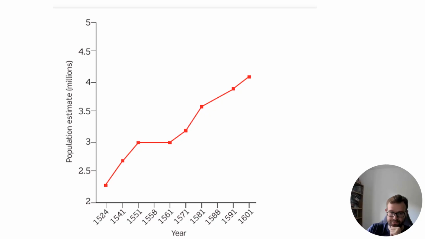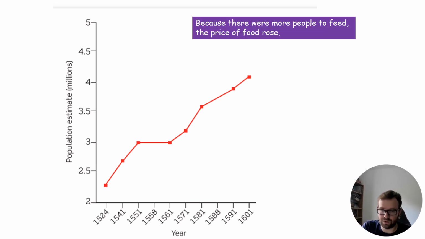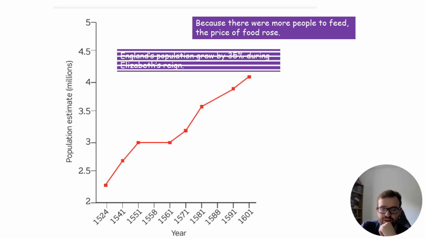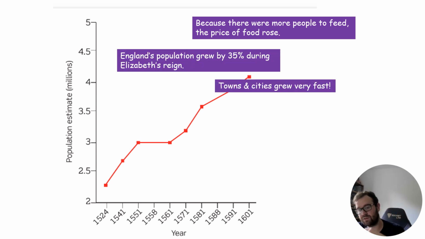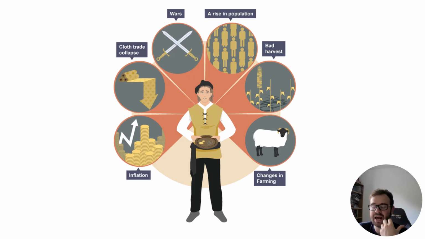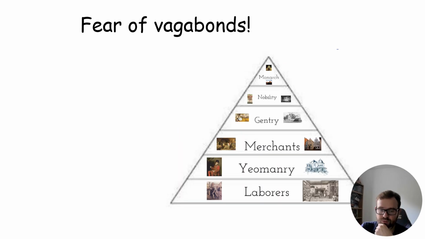Okay. Right. So huge rise in population is going to be important. There's more people to feed. Prices rise. We looked at that recently in class. Population's growing 35%. Towns and cities are growing exponentially fast. With that leads to a lack of food options. Again, this is a graphic just to show reasons for poverty, which we'll go through.